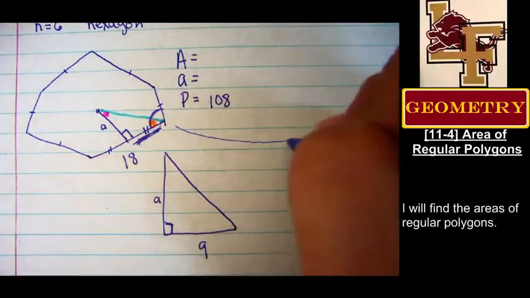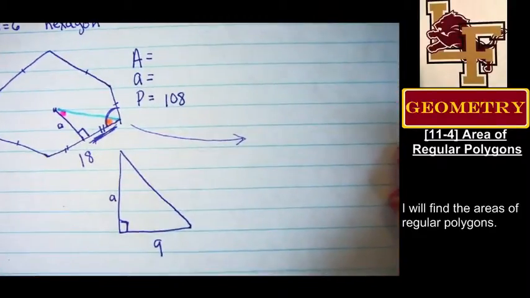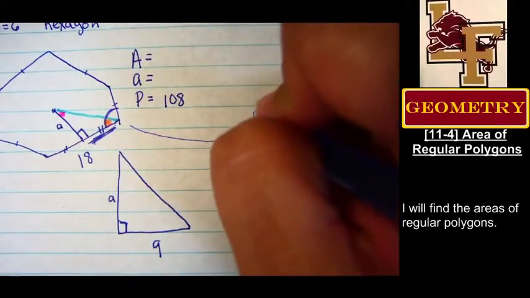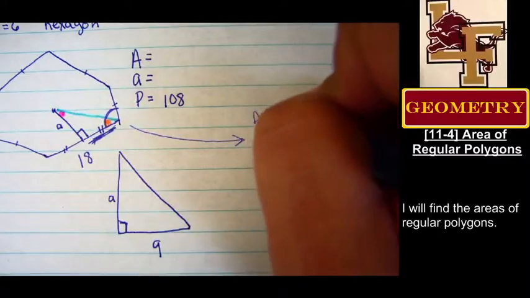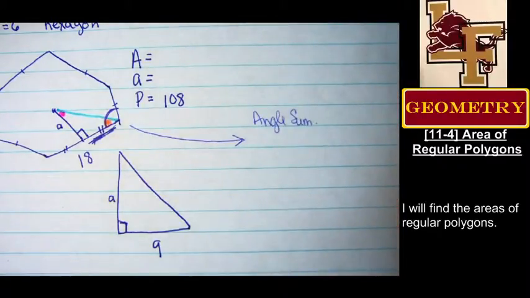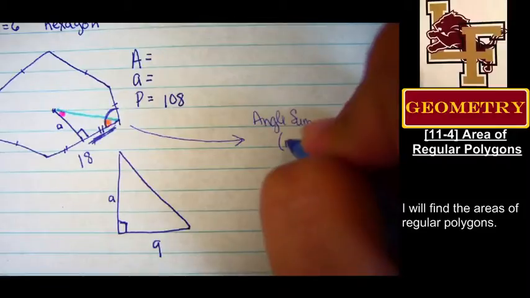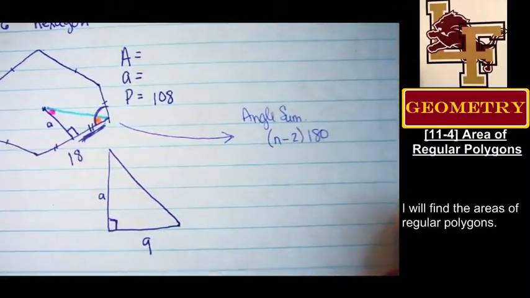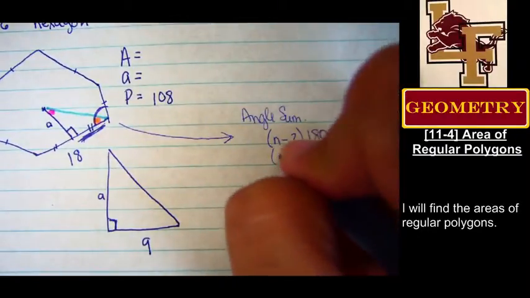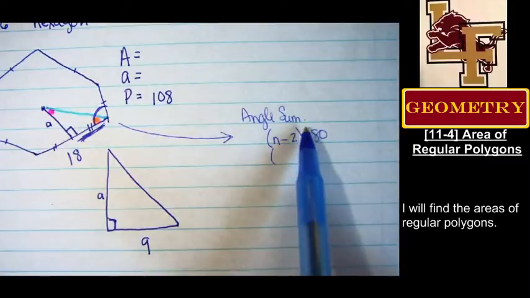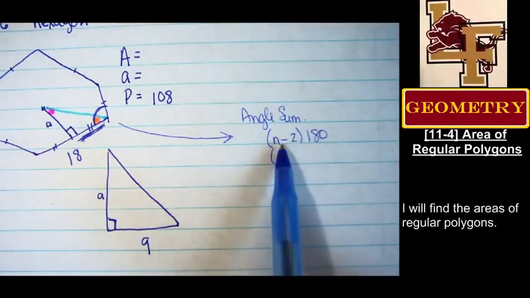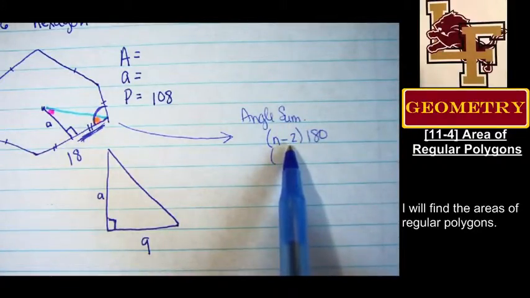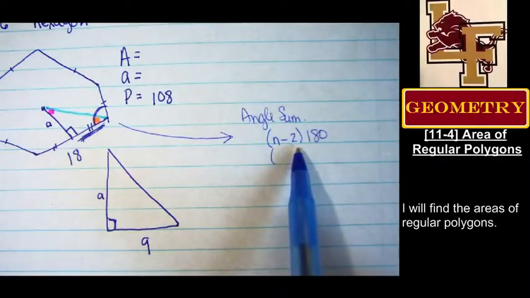We said this shape had 6 sides. We want the angle sum. The angle sum for all polygons is to take the number of sides, subtract 2, and then multiply that result by 180. To find the total angle sum, you're going to take the number of sides, subtract 2, whatever result you get, multiply that by 180.